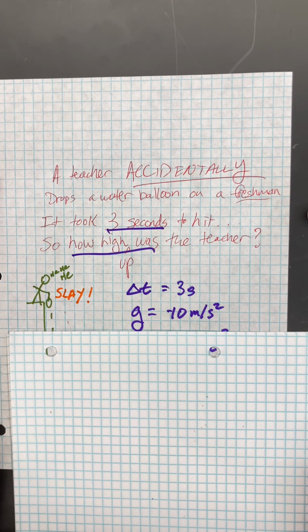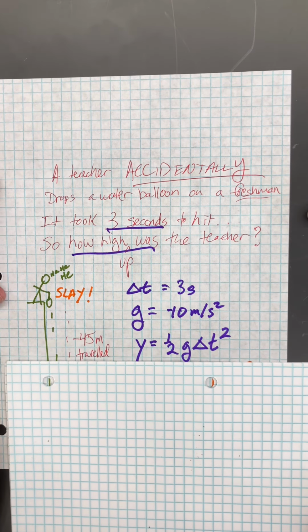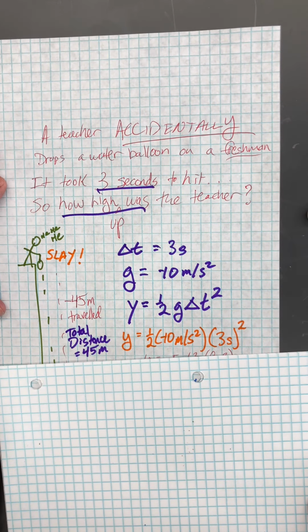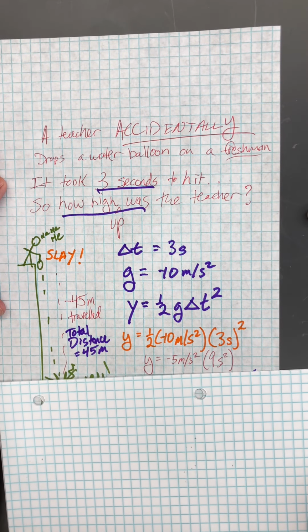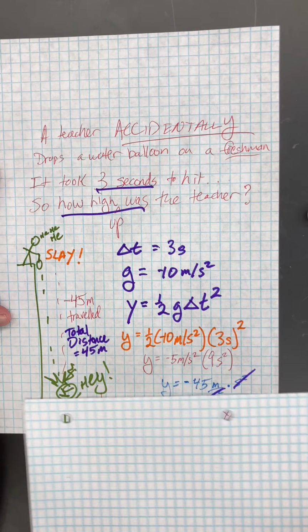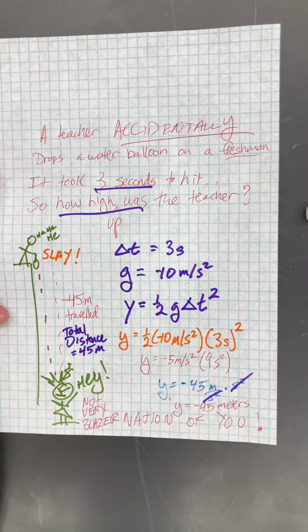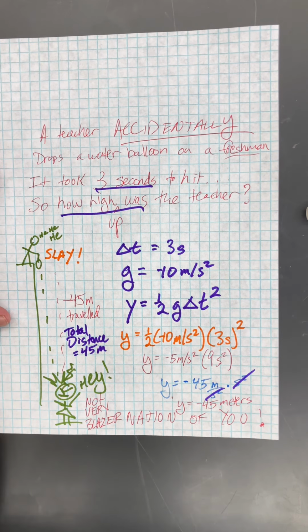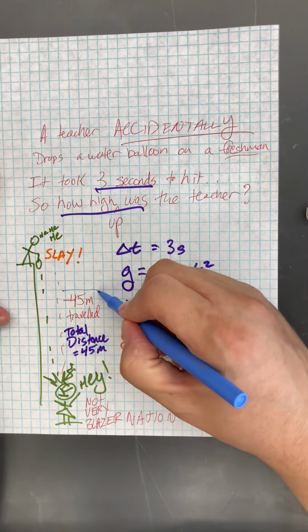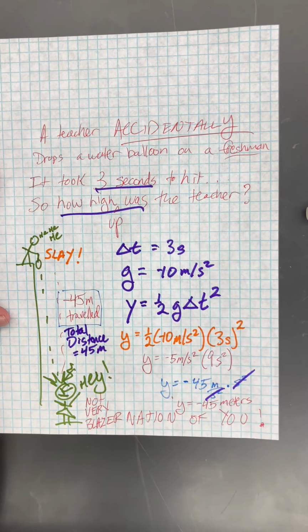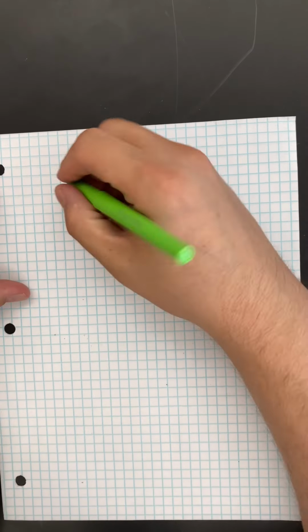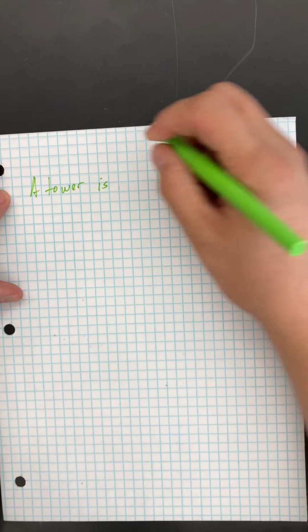We're given the time, 3 seconds. We know that little g is negative 10 meters per second squared. We can use our equation that the distance in the y is 1/2 g times time squared, and plug and chug. What we end up getting is a negative 45 meters because it was 45 meters downward. So how high were they? They were 45 meters in the air because it was a negative 45 meters traveled.